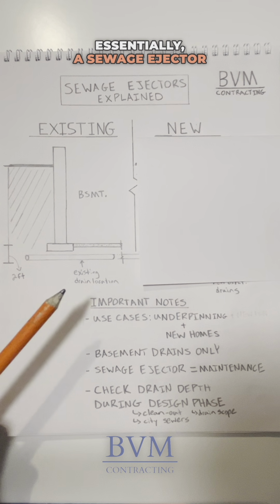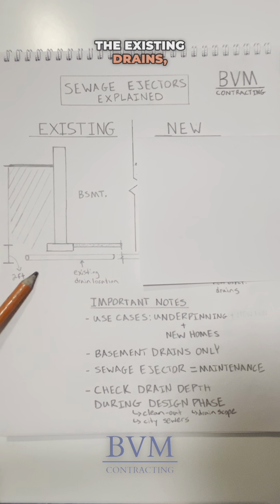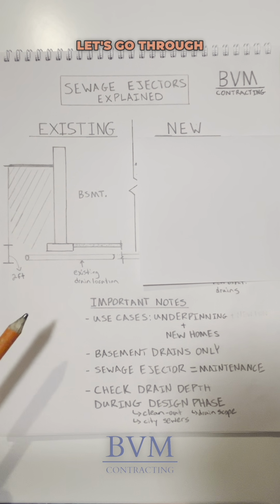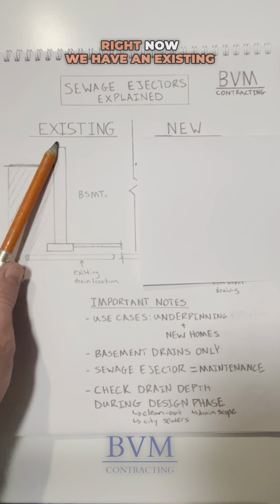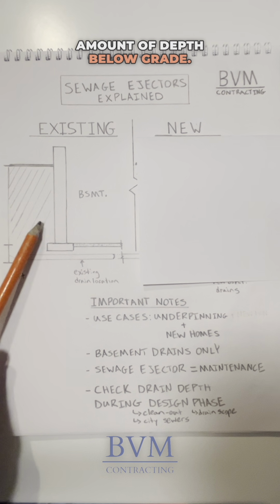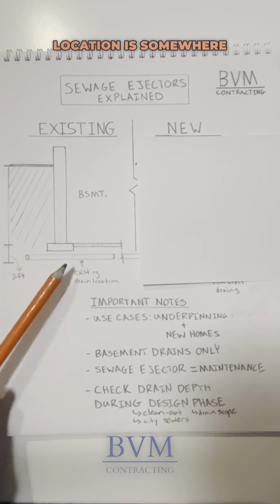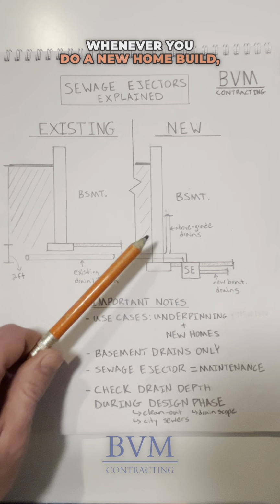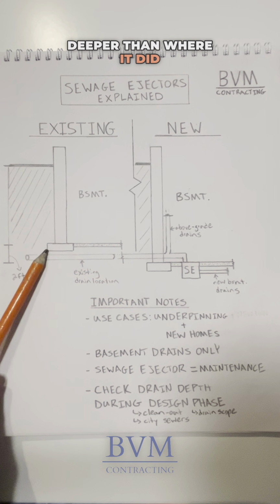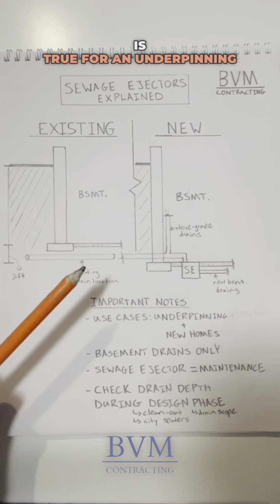Essentially, a sewage ejector pumps the water uphill into the existing drains so that you can still utilize plumbing in your basement. Let's go through an example. So right now, we have an existing house that is a certain amount of depth below grade. You've got the foundation, you've got the footings. The existing drain location is somewhere underneath that footing. Whenever you do a new home build, usually the foundation is sitting deeper than where it initially was with the existing structure. And the same thing is true for an underpinning job.